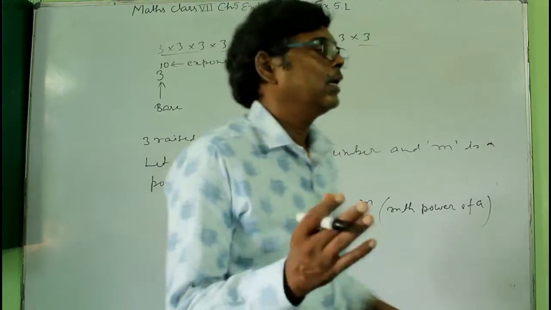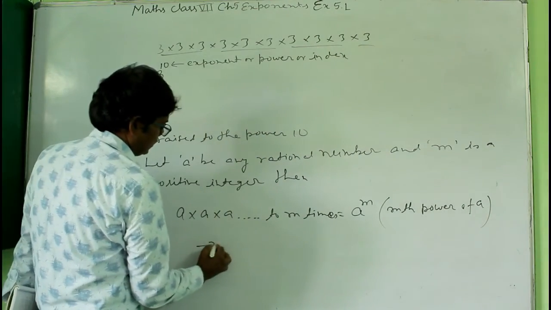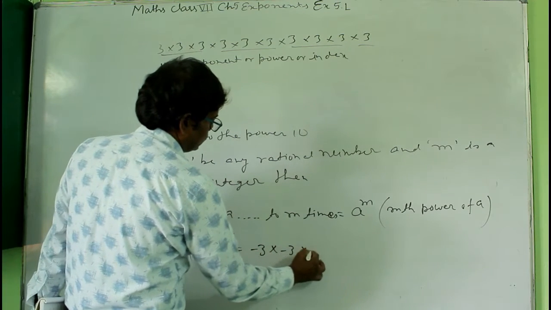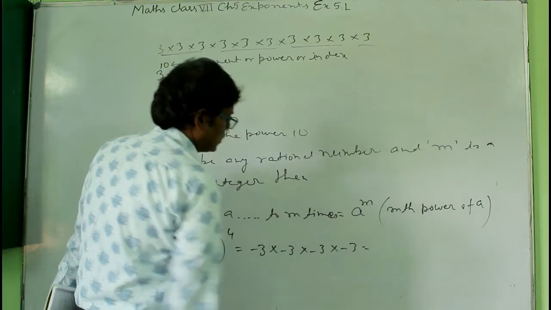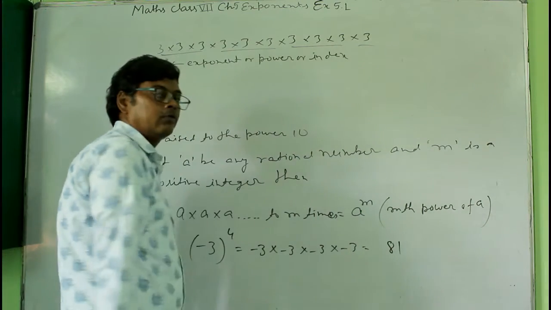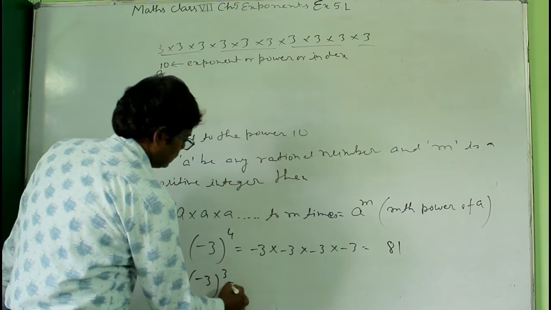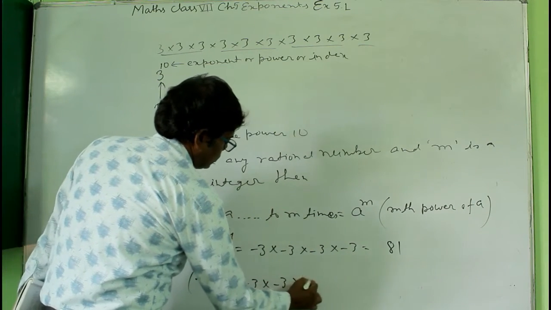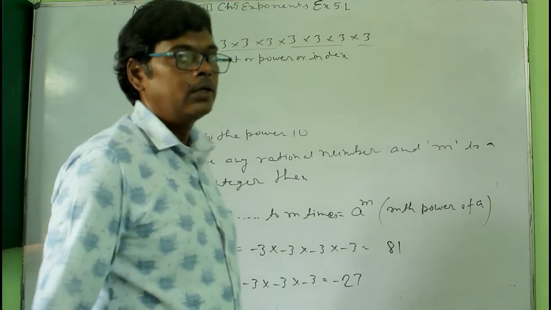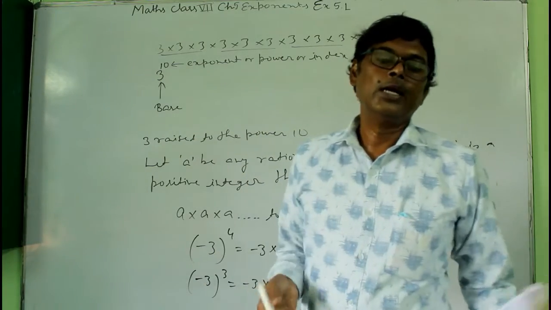Next, if you have a negative number, like minus 3 to the power 4, it will be minus 3 into minus 3 into minus 3 into minus 3, so its answer will be plus 81. And if you have minus 3 to the power 3, then minus 3 into minus 3 into minus 3 equals negative 27. So this is negative.